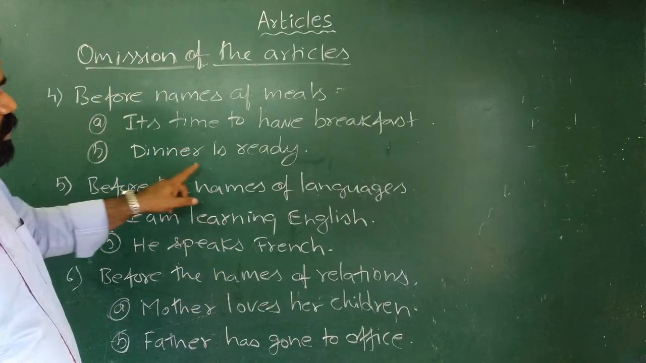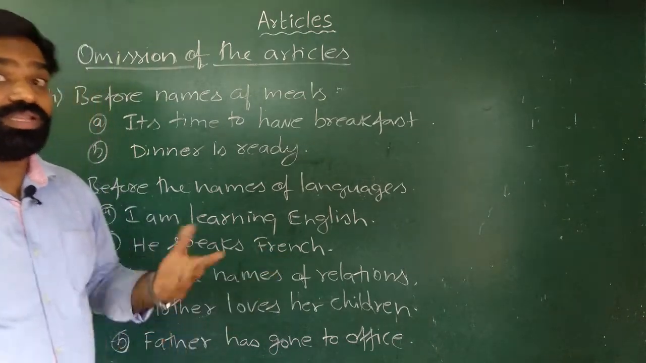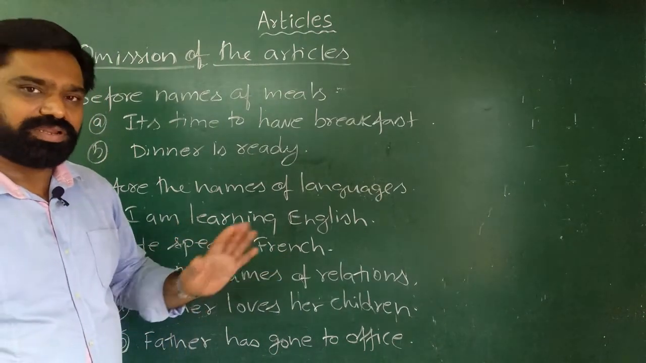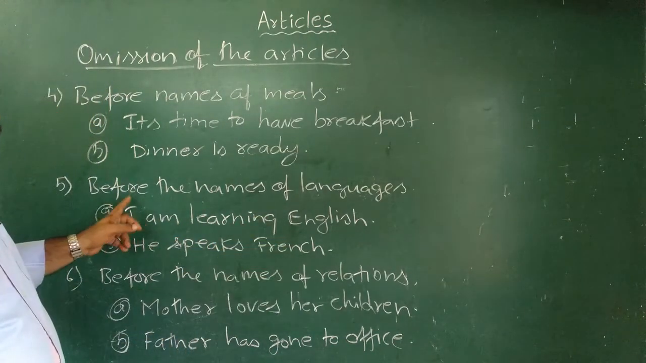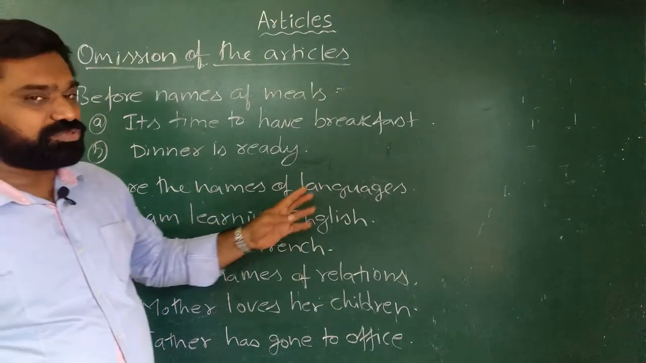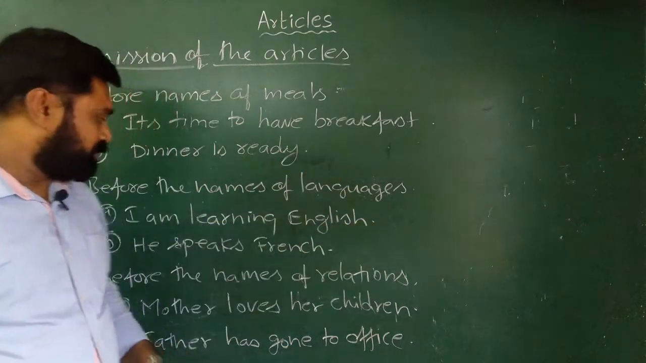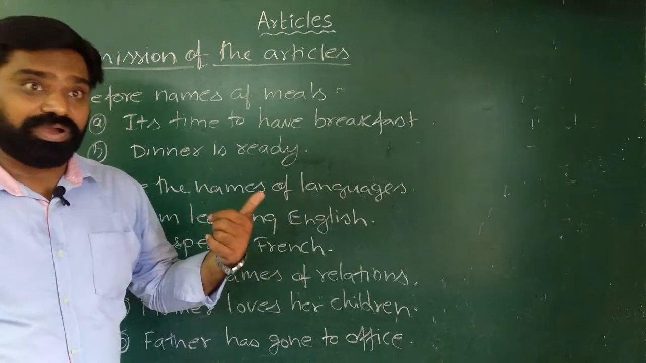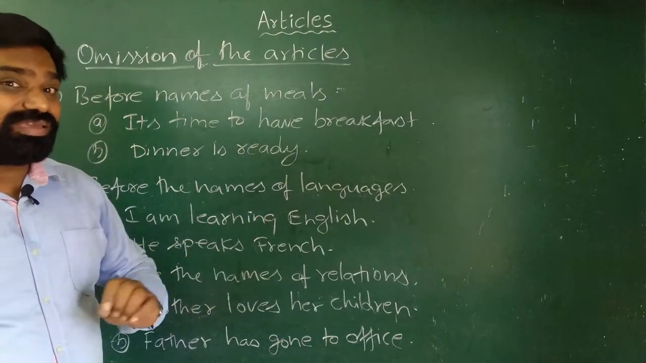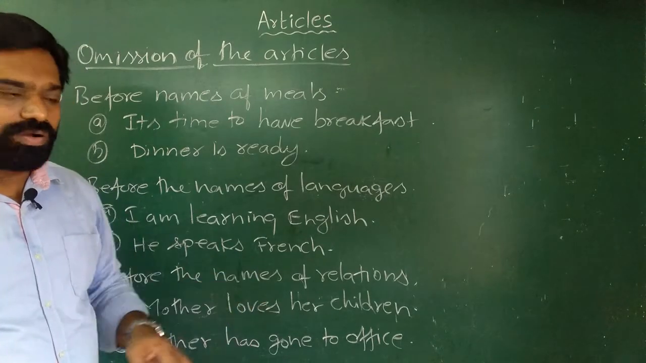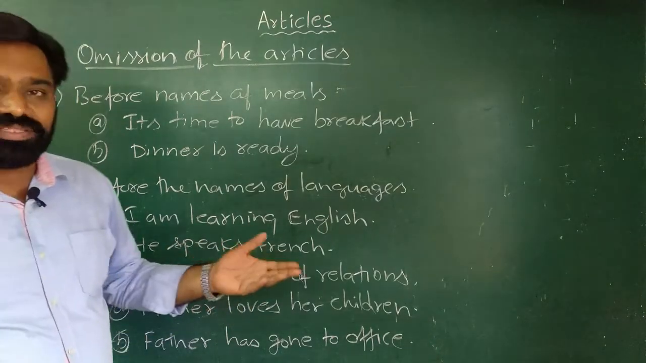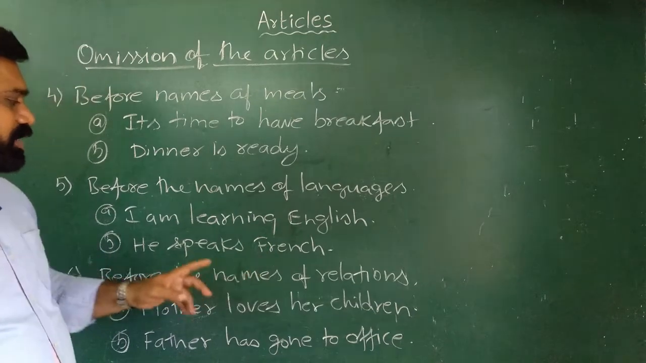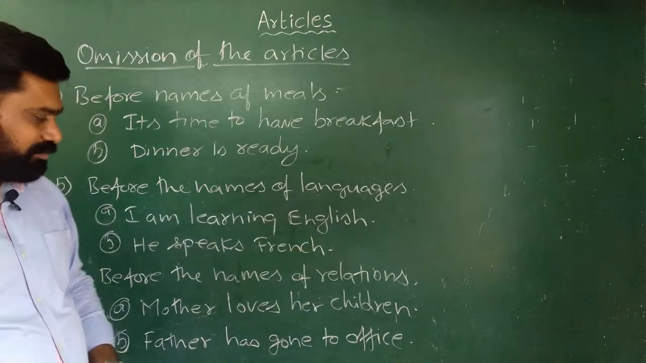For example, dinner is ready. We cannot say the dinner is ready. It should be dinner is ready. Similarly, we should not use the articles before the names of languages. For example, I am learning English. We cannot say I am learning the English or I am learning a English. That is wrong. He speaks French. So we should never use articles before the names of languages.